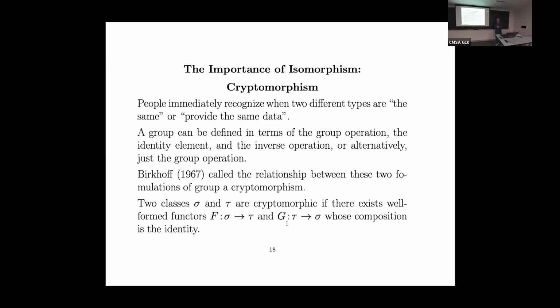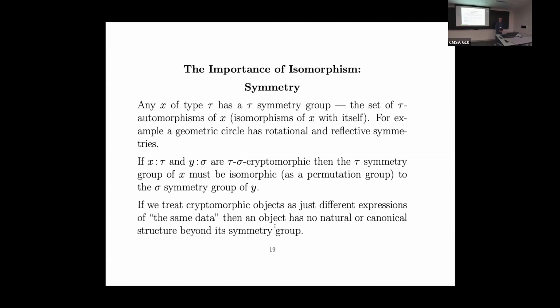I'm taking it here to have a very simple definition. Two classes are cryptomorphic if I can define a functor from one to the other and an inverse functor that goes back, such that if I compose them, I get the identity. So in regards to different names of the sorts, if I had two structures that were identical, I could map one to the other.